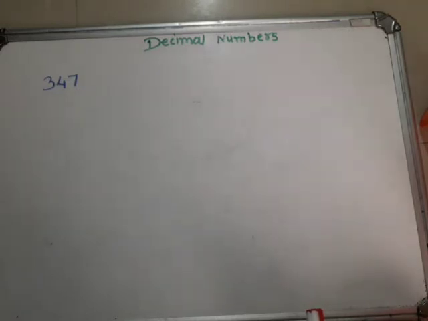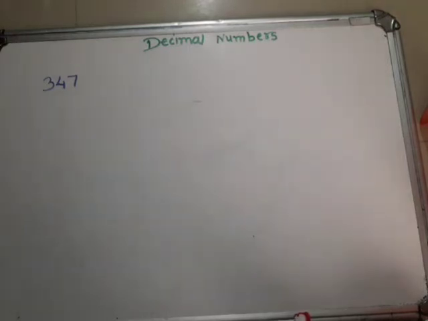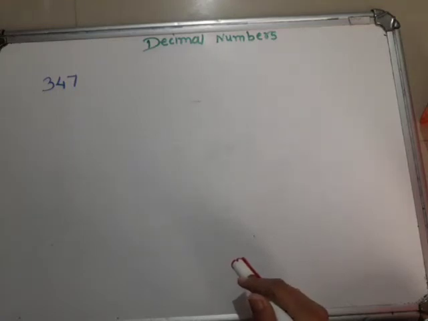In the last session, we saw the division of fractions. So we completed the first part, that is fractions. Today we start the second part of the chapter, that is decimal numbers.